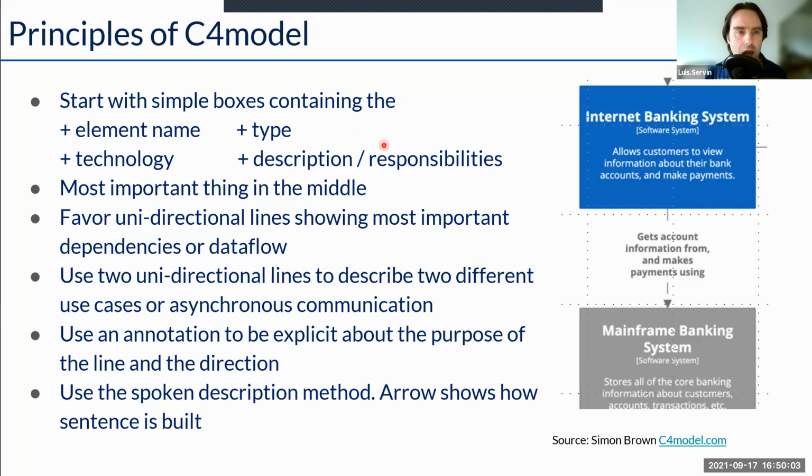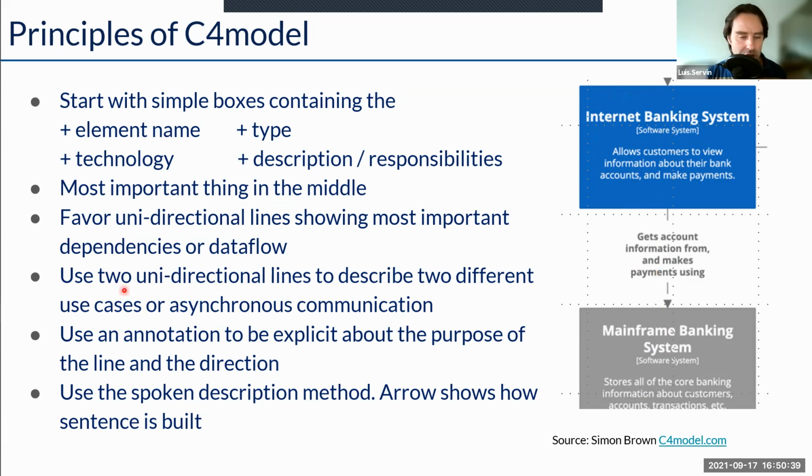So you start with simple boxes, and the simple box has a name. It might have the technology or a description of it or the type of it, and it describes what it is supposed to be doing. And you put the most important thing, your target of evaluation, in the center. And you favor single directional lines showing dependencies or data flows. Of course, this is bi-directional. I mean, if you get the account, you will get information sent back, but this one is starting the communication, not the other way around.